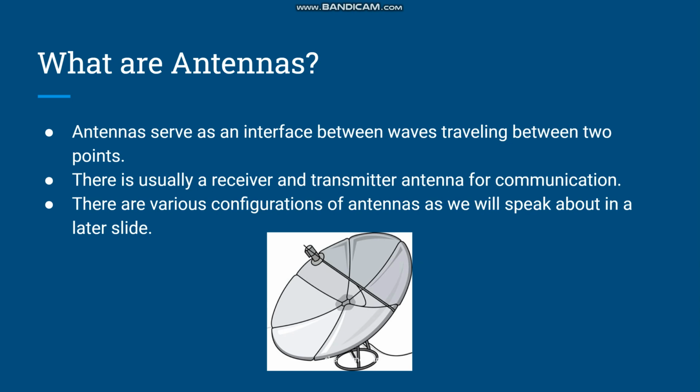So, what are antennas? As studied in class, the antennas are interfaces between two waves that are traveling. They transmit signals, and there's usually a configuration of one or more of them in between the transmitting and receiving channels. There's various configurations of antennas that we've spoken about in class, and we'll be talking a little bit more about the ones that we will be focusing on in this presentation on a later slide.